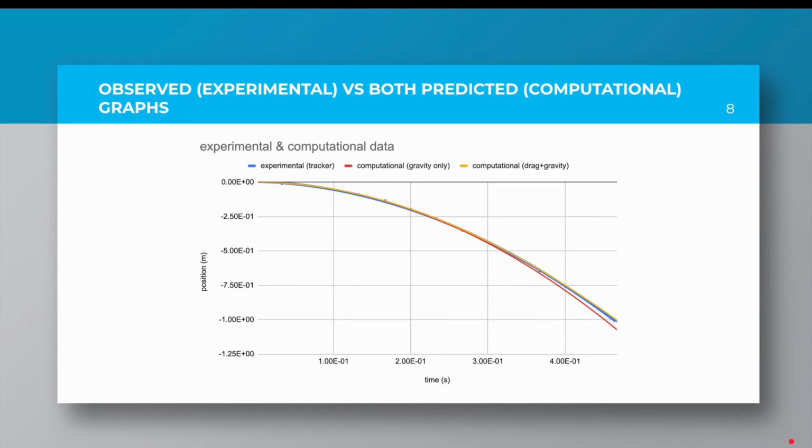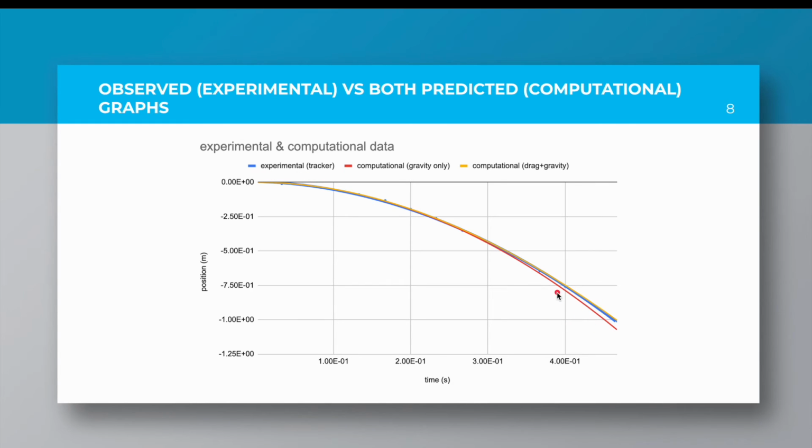So this graph here shows the position versus time graph for all three situations of data. The blue line shows my experimental data from Tracker, the red line shows my computational data that only considers gravity, and the yellow line shows my computational data that considers both drag force and gravity. As you can see, this red line over here, which is the computational model with only gravity, deviates from the computational model with drag plus gravity and my experimental data as time increases.